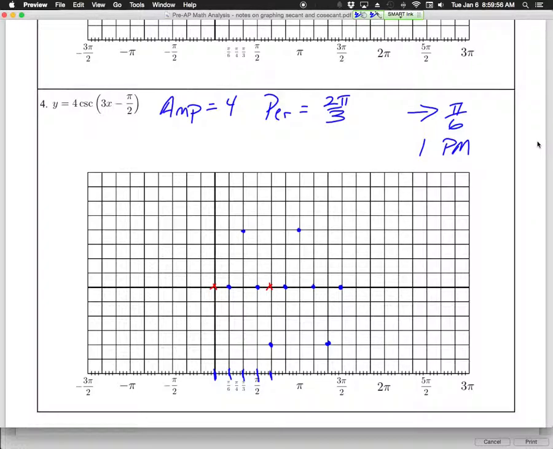Christian, what do I want to do next? Would you make your asymptotes? I need to put my asymptotes in there. Good. And my asymptotes are where the middle dots are at. So the middle dots get asymptotes.